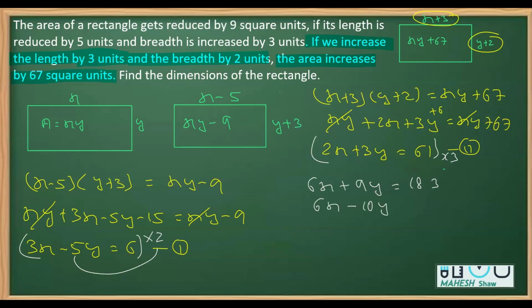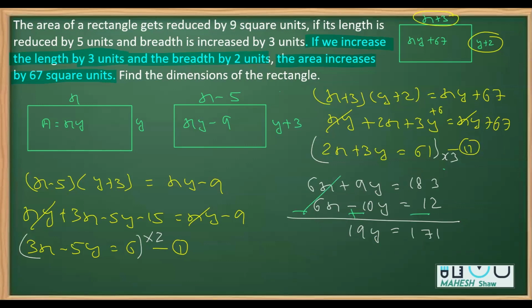Because 5 into 2 is 10, and that is equal to 6 into 2, that is 12. Now, as you know that in elimination, we'll change the sign. So it's minus, plus, and minus. This will get cancelled. So what we get here, 9y plus 10y is 19y. 3 minus 1 is 2, 8 minus 1 is 7, and this is 1.